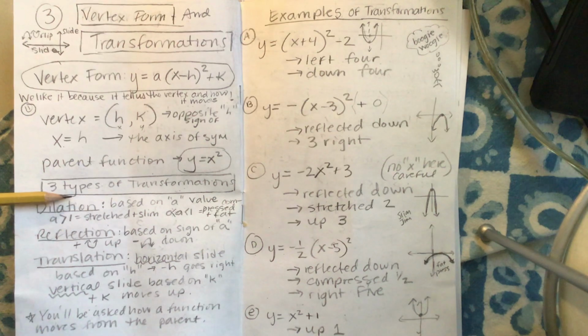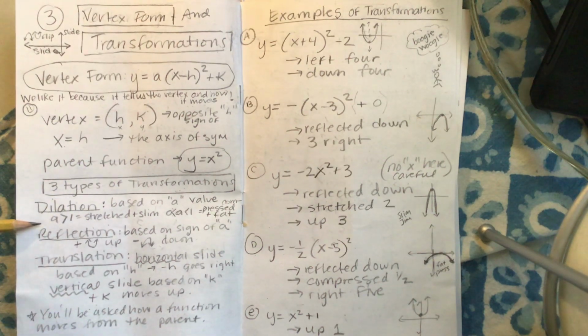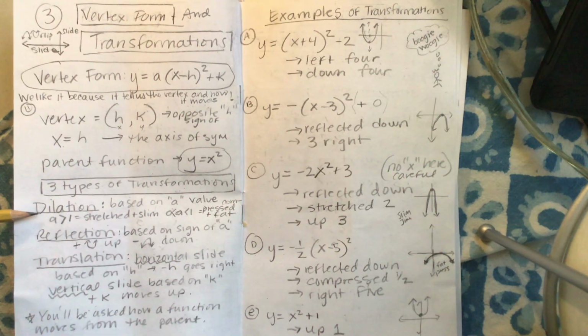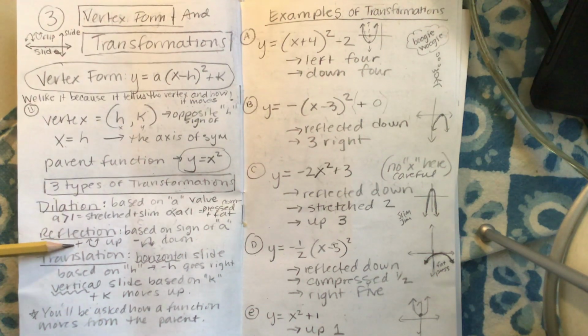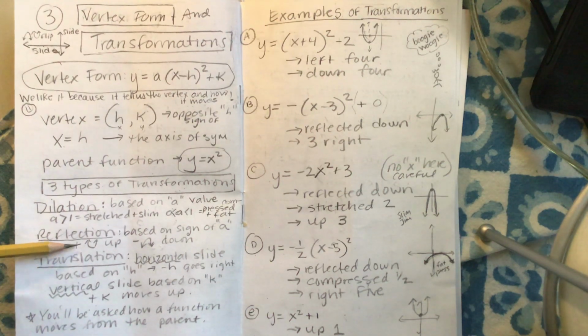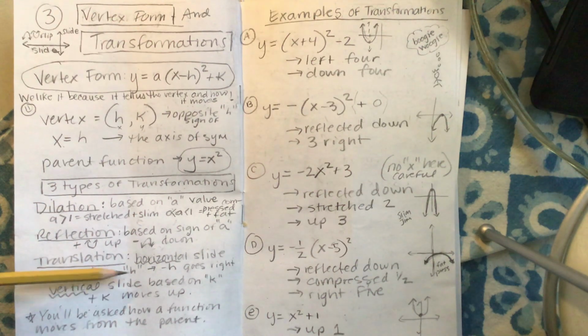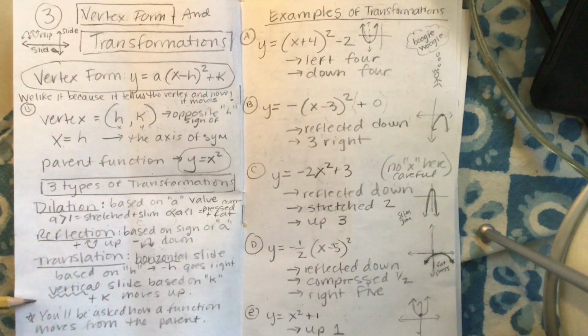And the dilation is how it stretches or compresses. So again, it's based on the a value, if it's greater than 1 or a fraction, like between 0 and 1. The reflection is the flip, so that just depends on the sign of a, right? If it's going to be positive or negative, it's going to flip up or flip down. Translation is based on the h. Remember, negative h goes right, positive h goes left. Vertical slide is based on k.